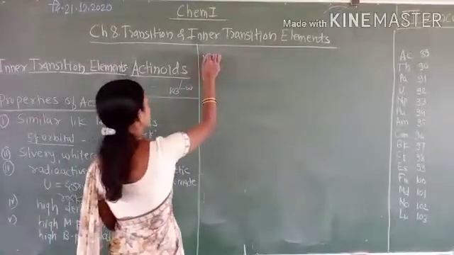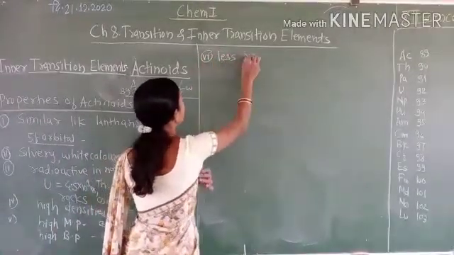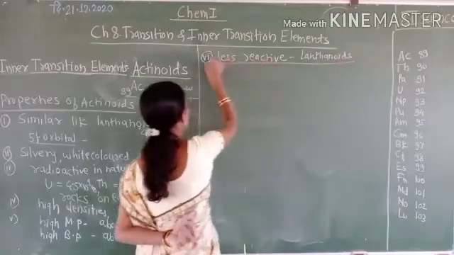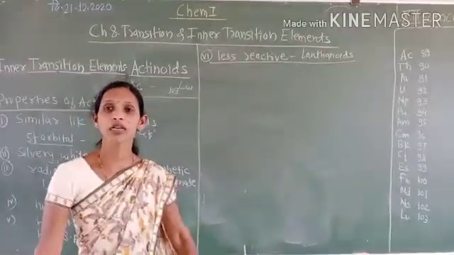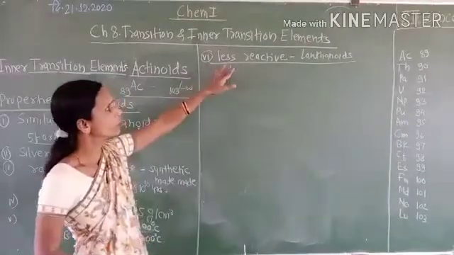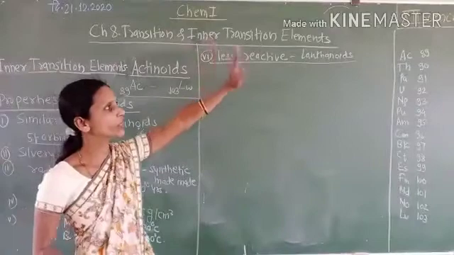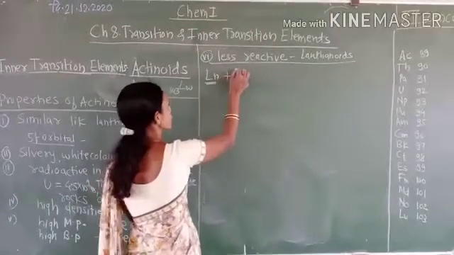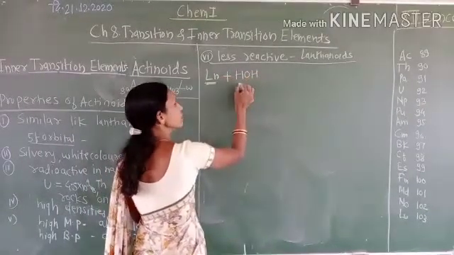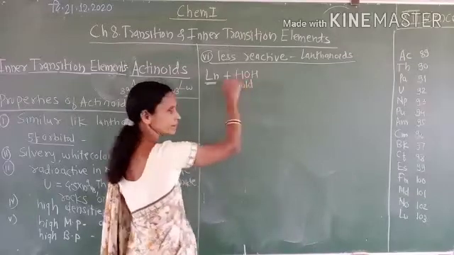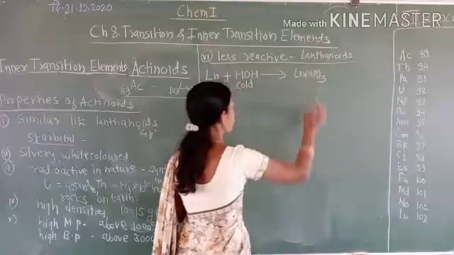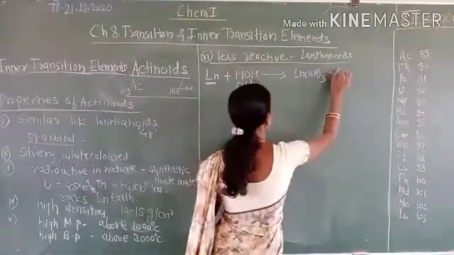The actinoids are less reactive than lanthanoids, because most of them are radioactive elements which are highly unstable. Let us compare the reactivity of actinoids with the lanthanoids. Any lanthanoid, when it reacts with water, reacts with normal or cold water and gives lanthanoid hydroxides with the formula Ln(OH)3, with liberation of hydrogen gas.